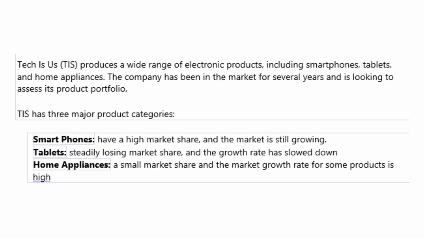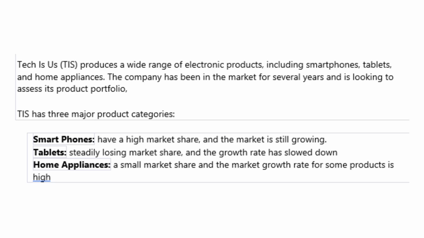So I've got a product called Tech Is Us, or I called it TIS. TIS produces a wide range of electronic products, and these products include smartphones, tablets, and home appliances. And the company's been in the market for several years, and it's looking to assess its product portfolio. Now there are three major product categories.